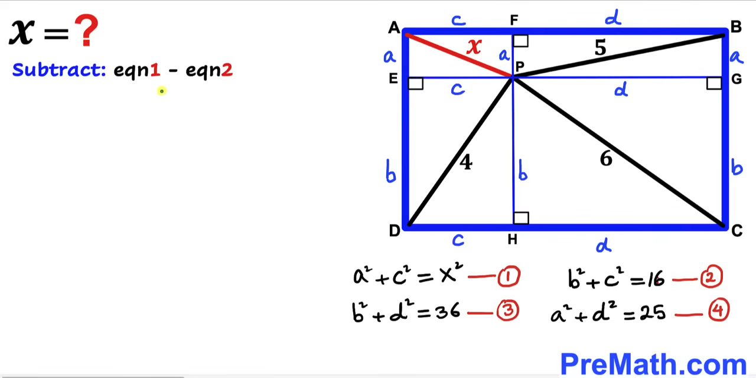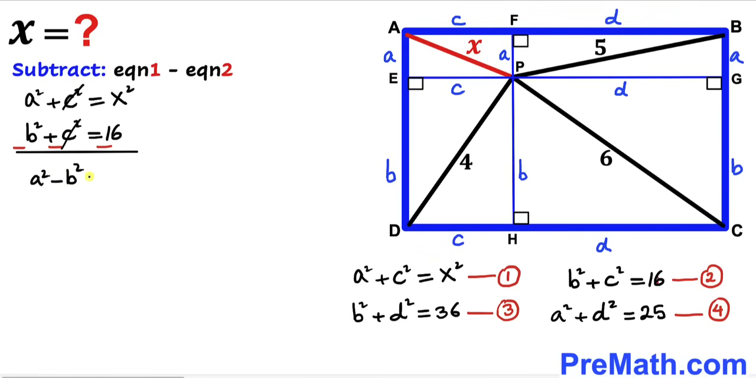Now we are going to subtract equation 2 from equation 1. Here I have copied down equation 1 and equation 2 as well. Now we are going to subtract, so I'm going to change these signs. Here we can see this c square and negative c square, they are gone. So we end up with a square minus b square is equal to x square minus 16. I'm going to label this one as our equation number 5.